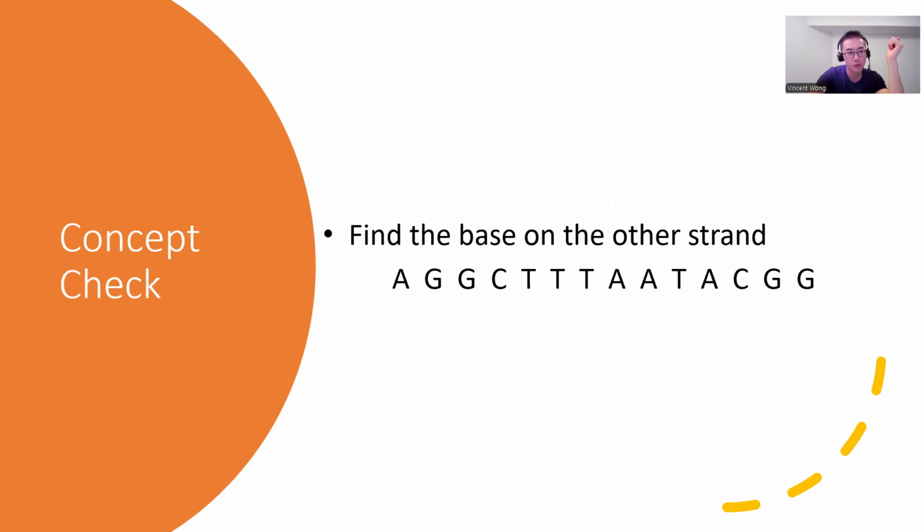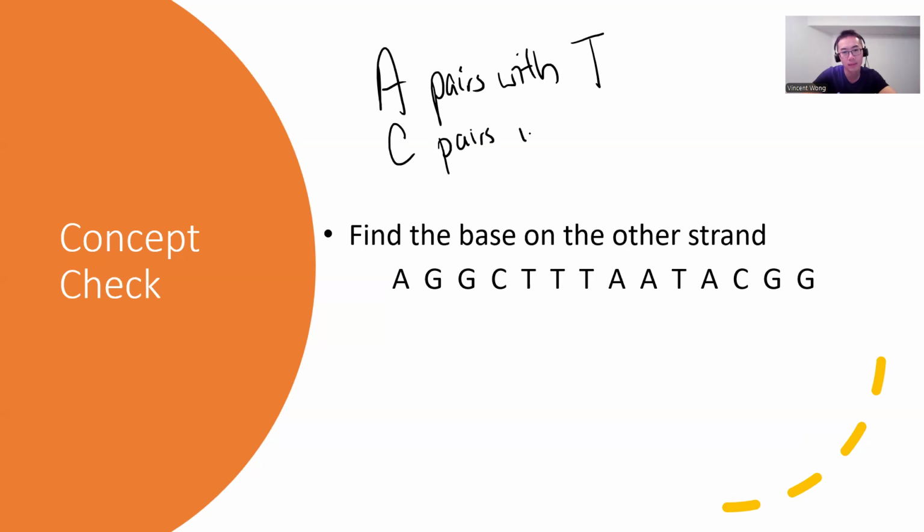So here we have one strand of DNA. Using the base pairing rule, we should be able to figure out the other side. So what does A pair with again? T. A pairs with T. You can remember it spells AT. And C pairs with G. So over here, if you see A on one side, the other side must be a T. If you see G, the other side must be a C.